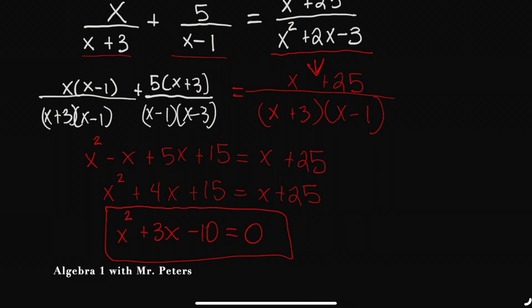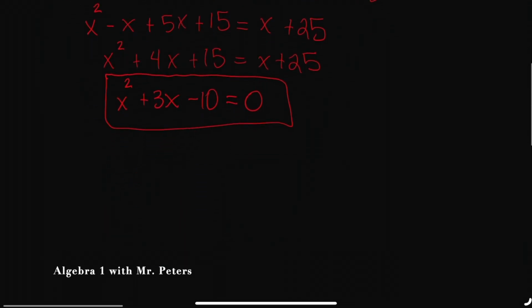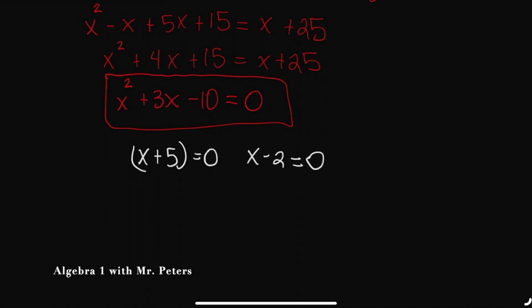So let's scroll down some. So we go back to y. And now when we factor, we're going to get x plus 5 is equal to 0, and x minus 2 is equal to 0. So we set our two factors equal to 0, and now we're going to solve. So we know x is equal to negative 5, and x is equal to positive 2.